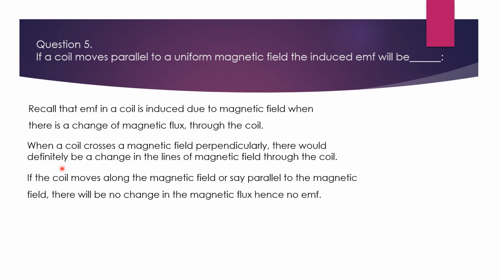So when a coil passes a magnetic field perpendicularly, there would definitely be a change in the lines of magnetic field through the coil. But if the coil moves along the magnetic field, or say parallel to the magnetic field, there will be no change in the magnetic flux. So no change in the magnetic flux, or no change in the number of lines of the magnetic field, no EMF. So in this case, the answer will be 0.